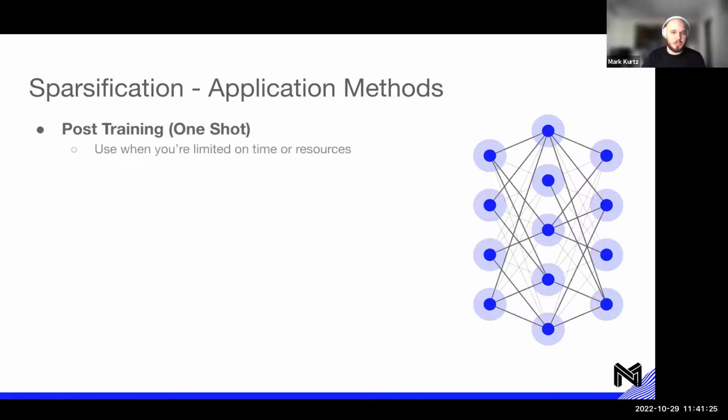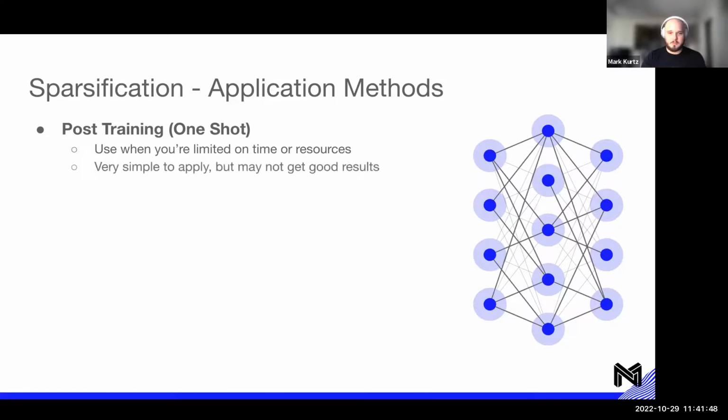And then diving into the application methods. So we have post-training one-shot. Use this generally when you're limited on time or resources. And this is where, rather than doing all the retraining I was talking about in the iterative pruning, things like that, we're just going to take a trained model and apply it at the very end. And we can use this whenever we either don't have access to the original training scheme, or we don't have the resources to run retraining.